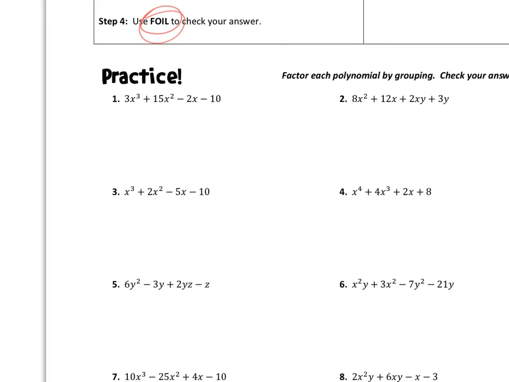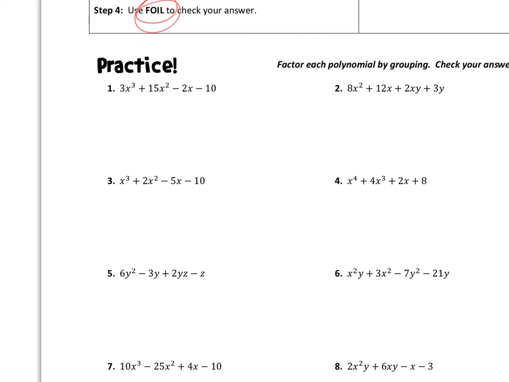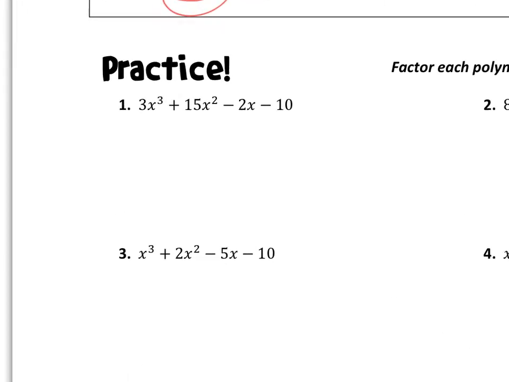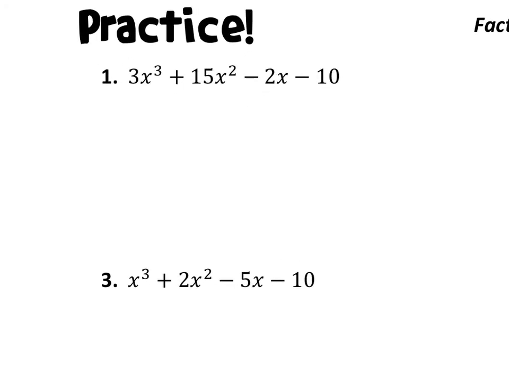So let's do some more of these. Again, with grouping, it doesn't matter, just take them in the order that you get them in, and go from there. So here we go. Let's group here and here. The greatest common factor here is going to be 3x squared. This will turn into x plus 5.